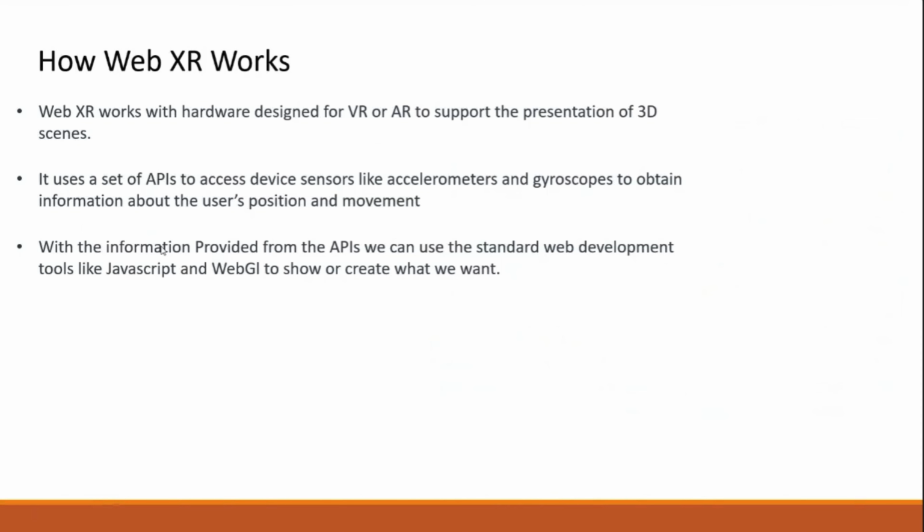WebXR communicates with those devices to get information on the positioning of the device and everything, and then it transforms the data such that we can move and interact with the 3D objects that are placed in that environment. With the information provided by the APIs, we can use standard web development tools like JavaScript and WebGL to show or create what we want.